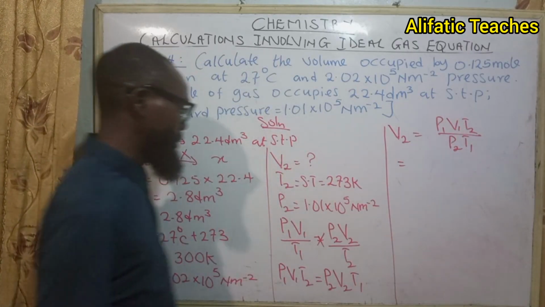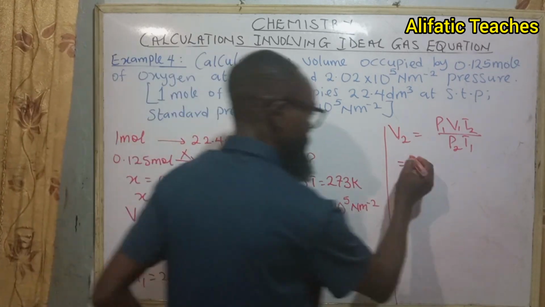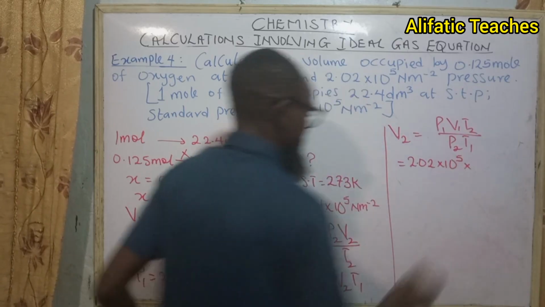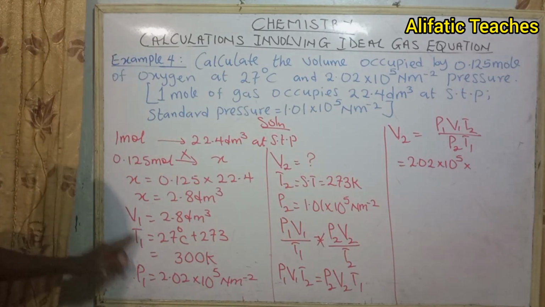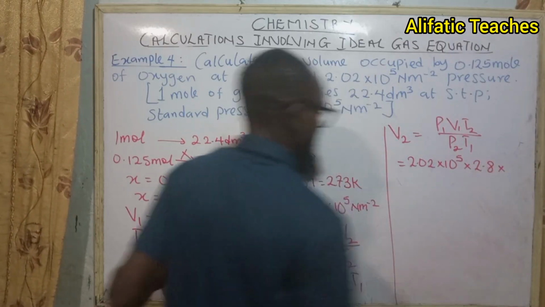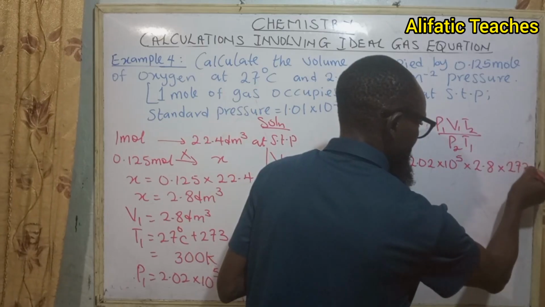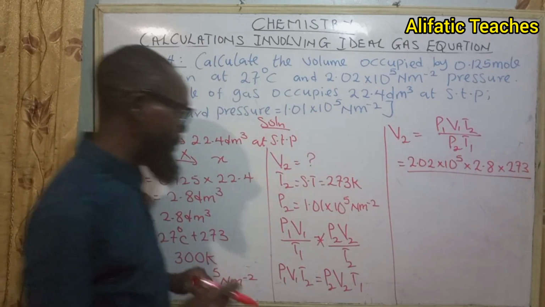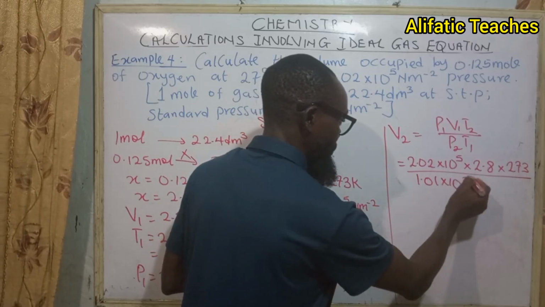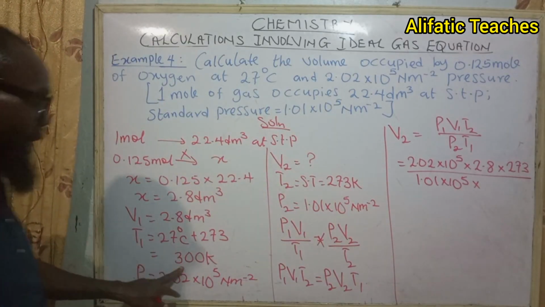What's my P1 from here? My P1 is 2.02. What's our V1? 2.8. What's our T2? 273, divided by our P2, 1.01 times 10 to the power 5. Then our T1, 300.